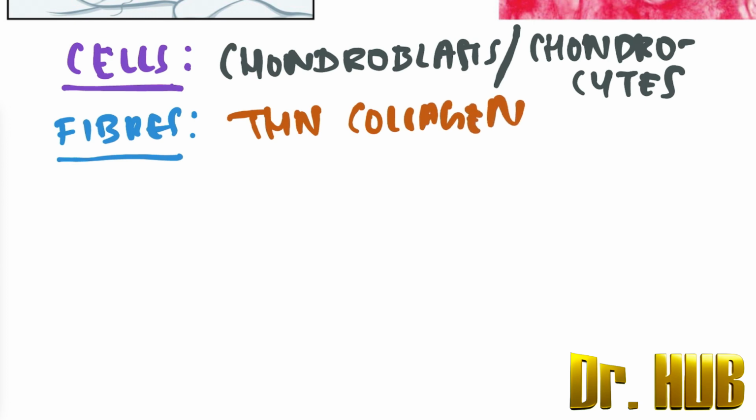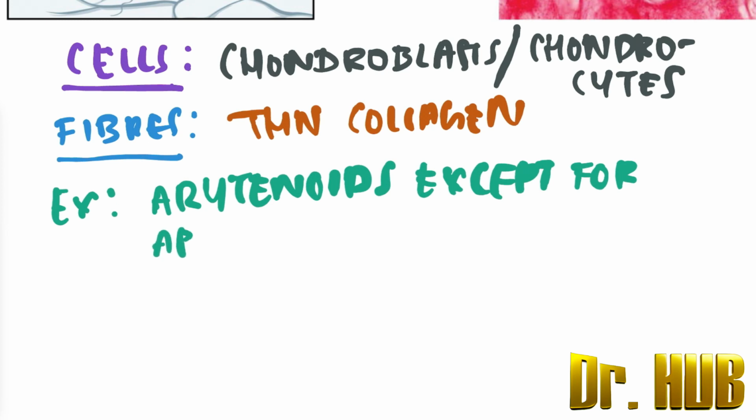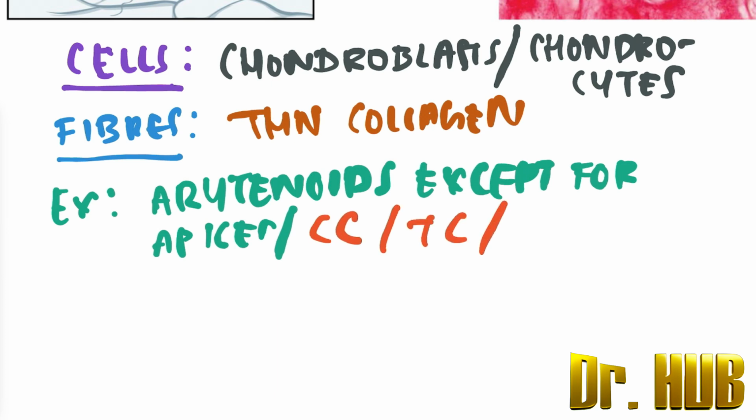Now let's look at some examples of the hyaline cartilage. It includes the arytenoids, except for the apices. Then there is the cricoid cartilage, let's write it as CC. Then the thyroid cartilage, TC. Then there is the trachea and the bronchi, T and B. Then the articulating cartilage at the end of bones.